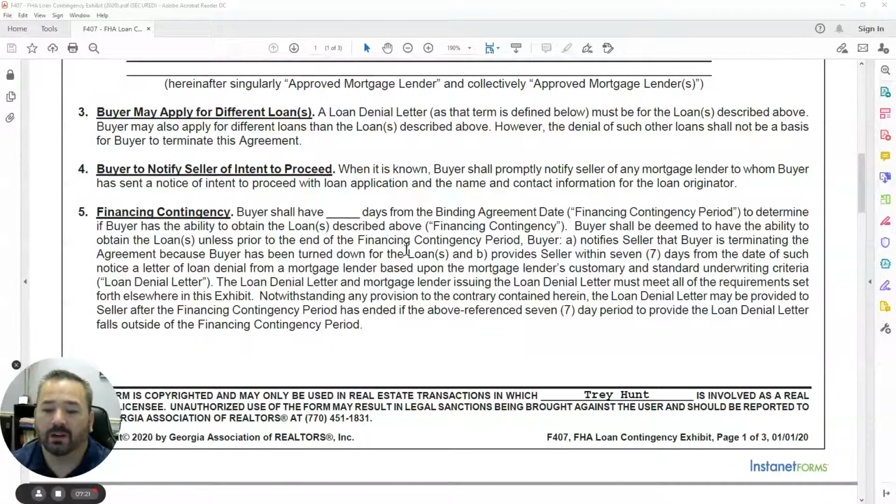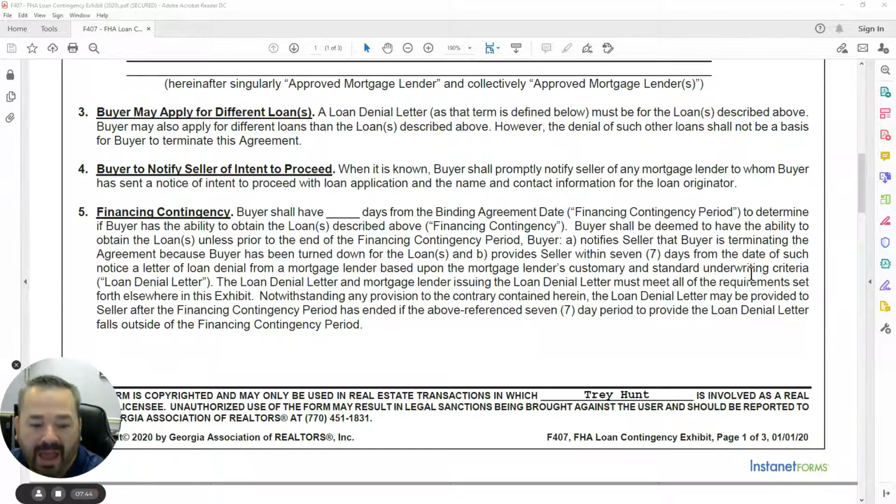First, we need to notify the seller as buyer is terminating the agreement because buyer has been turned down for the loan. Okay, and that needs to happen in this time period. And provide seller within 7 days from the date of such notice a letter of loan denial from the mortgage lender based on the mortgage lender's customary and standard underwriting criteria.